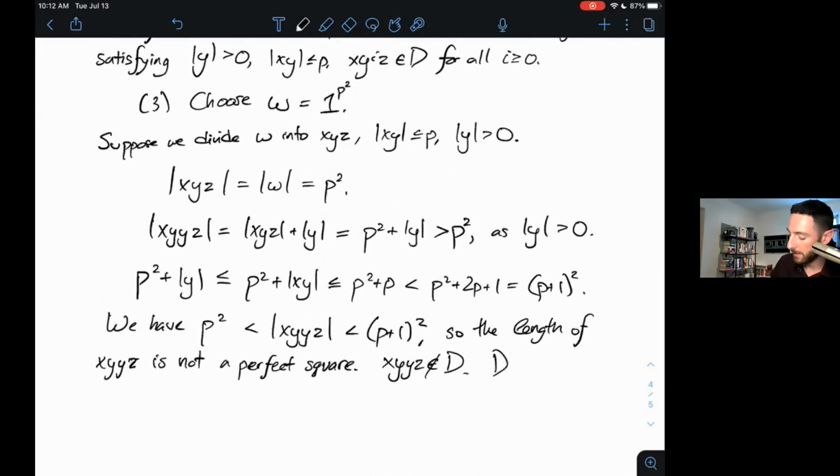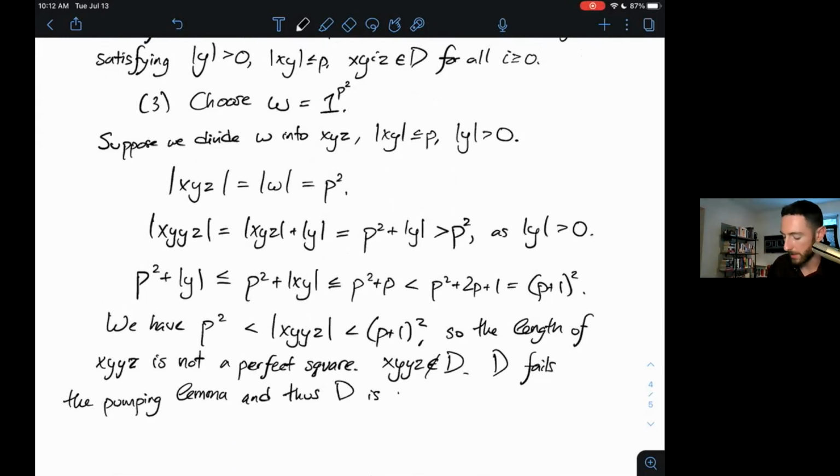So D fails the pumping lemma, because it has some sufficiently long string that cannot be pumped, and thus D is non-regular.